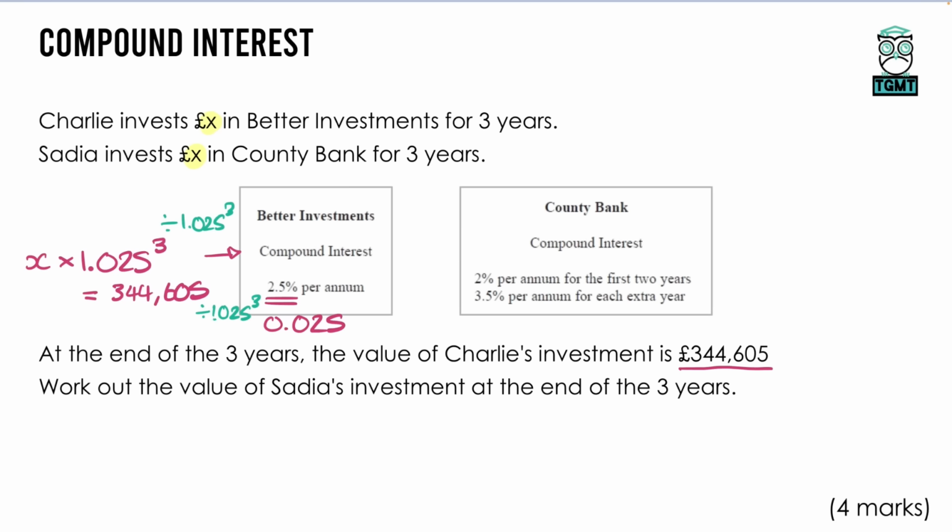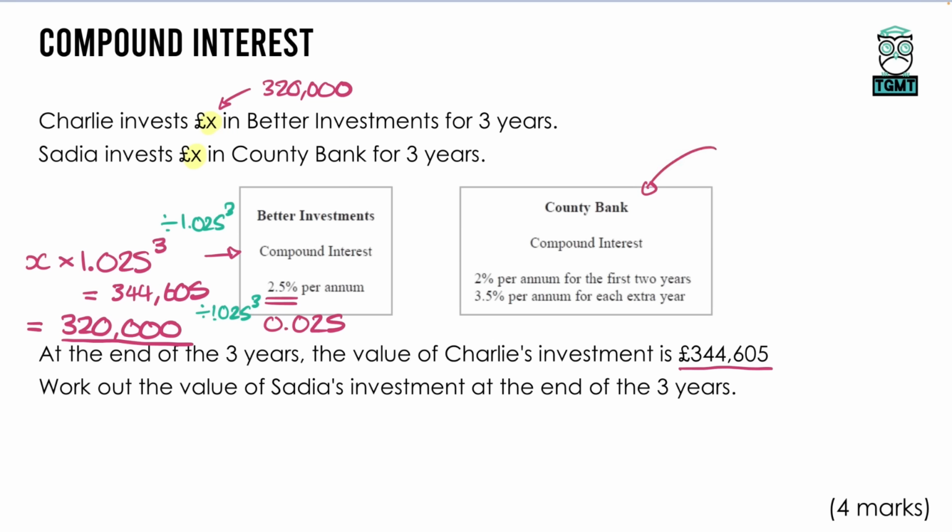So let's type that in, 344,605 divided by 1.025 cubed, and that comes out as a starting amount, 320,000. There we go, and that is the value of X. So the starting amount is 320,000. So that's what Sadia has at the start. We've now worked this out, £320,000. So now Sadia invests into Country Bank.